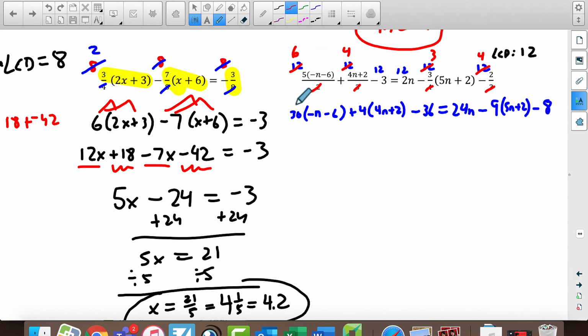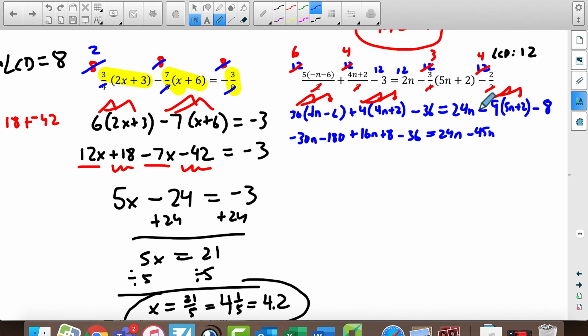There are a lot of distributive property you could do here. Expanding, the mountains, whatever you want to call it. There's 3 different spots, so let's do that. We have 30 times negative n, remember that's negative 1, so 30 times negative 1 is negative 30n, and 30 times negative 6 is negative 180, plus 4 times 4n is 16n, and 4 times 2, positive 4 times positive 2 is positive 8, take away 36, equals 24n. Negative 9 times 5n is negative 45n, and negative 9 times positive 2 is negative 18, and we still have a minus 8.